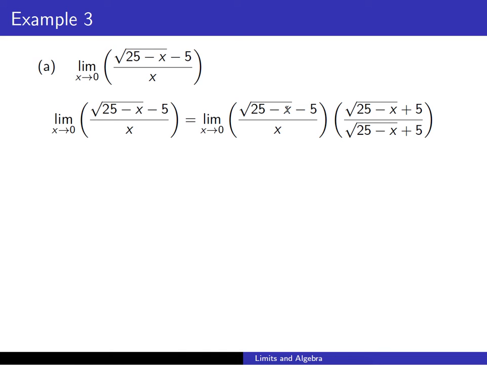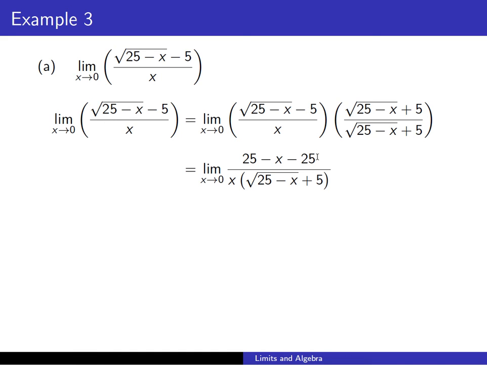Notice the expression inside the square root didn't change. So multiplying square root of 25 minus x minus 5 times the square root of 25 minus x plus 5, the square roots, when we multiply them, we'll just get 25 minus x, and then 5 times the square root of 25 minus x, and then minus 5 times the square root of 25 minus x. Those square roots disappear. They cancel each other out. So that's the benefit of multiplying by the conjugate. And then negative 5 times positive 5 is negative 25.